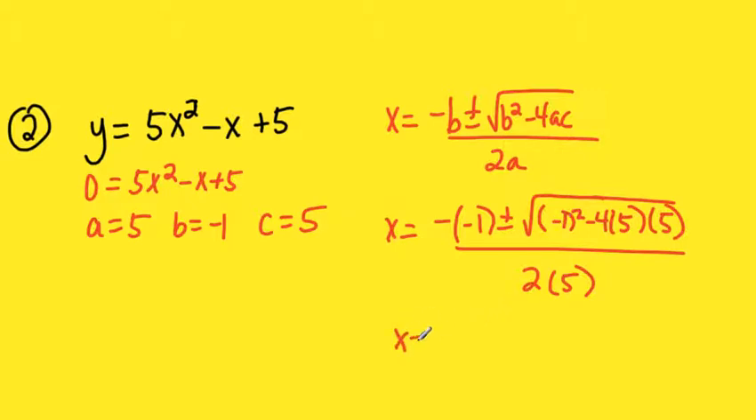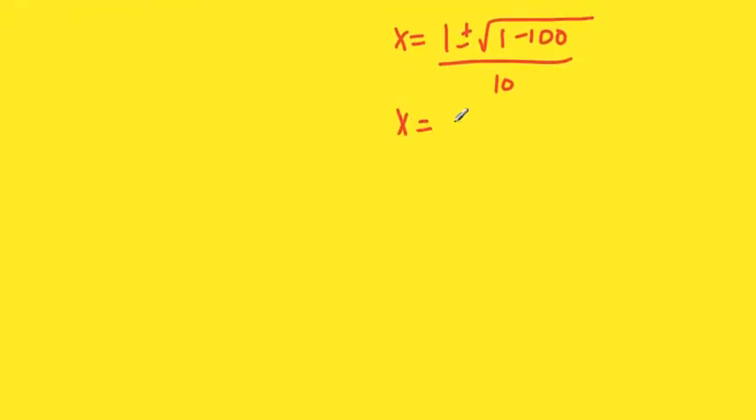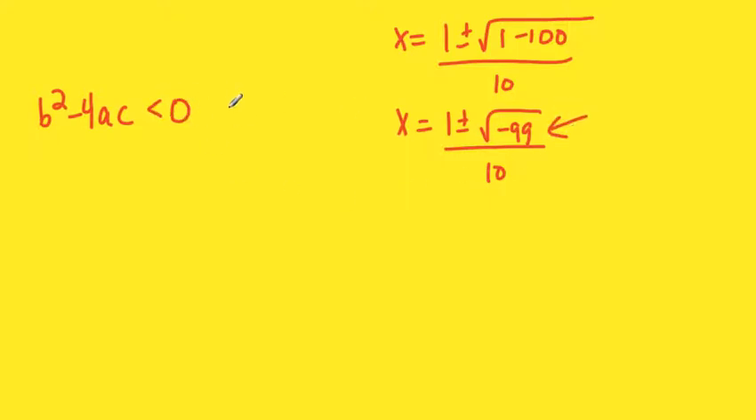Okay, now simplify. You would have 1 plus or minus the square root of 1, and this would be negative 20 times 5 is negative 100, over 10. Now you have 1 plus or minus the square root of negative 99 over 10. Now you remember the discriminant, if that is less than 0, which that discriminant is, there's no real solution. That's an imaginary number is what that is.